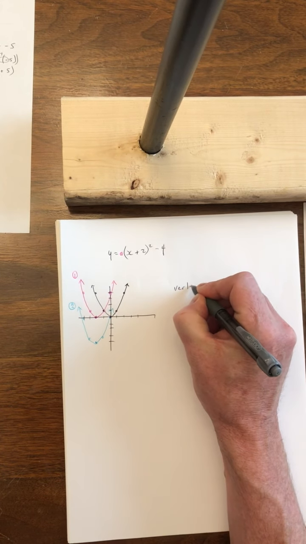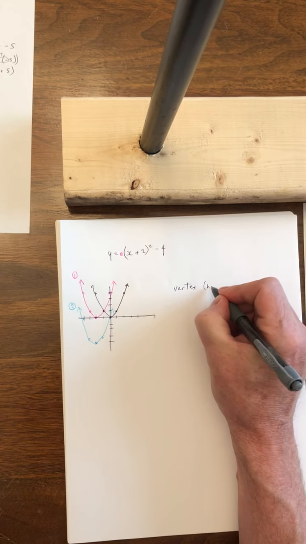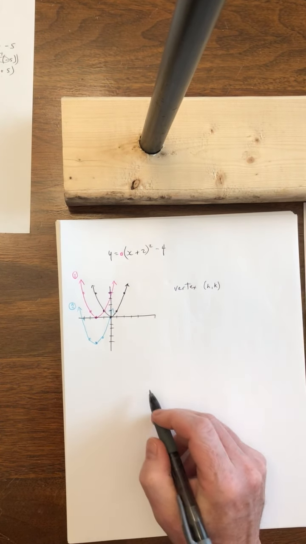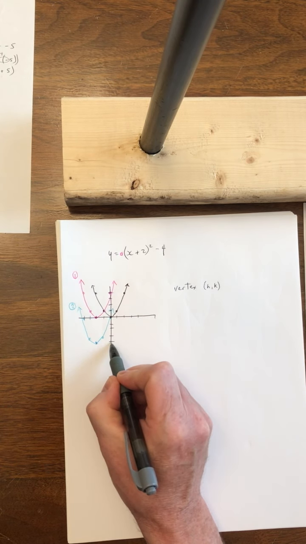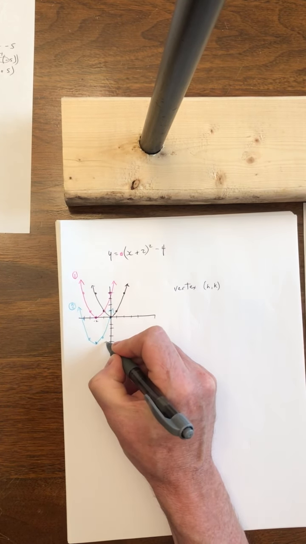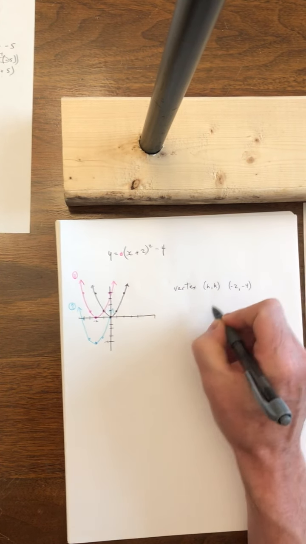Where's our vertex? Our vertex, of course, is at h, k. So in this case, it's at -2, -4. So we have -2 here, -4. So our vertex is at -2, -4.